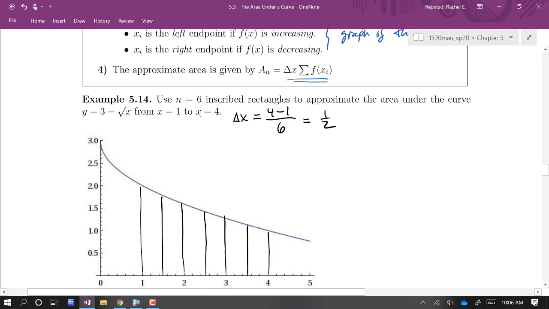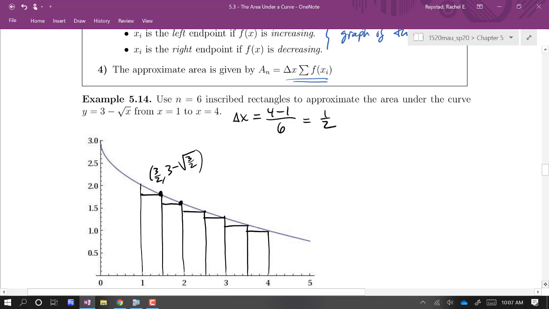Now if I'm going to use inscribed rectangles, this is a decreasing function, so I'm going to use the right endpoint. So this first point, for example, the x-coordinate is 1.5 or 3/2, and then the y-coordinate is 3 minus the square root of 3/2, right? And then so on for all the rest of these.